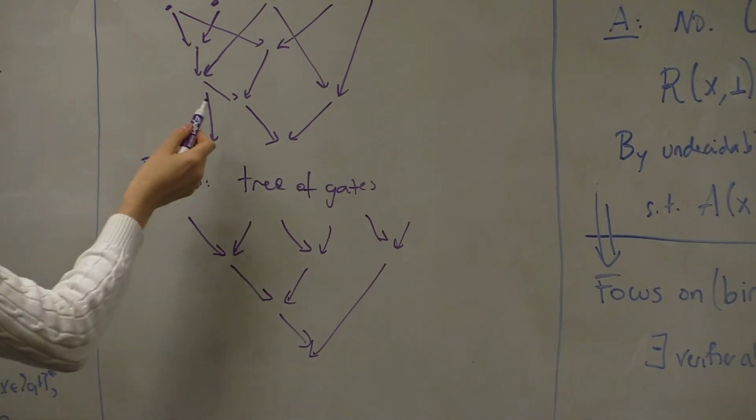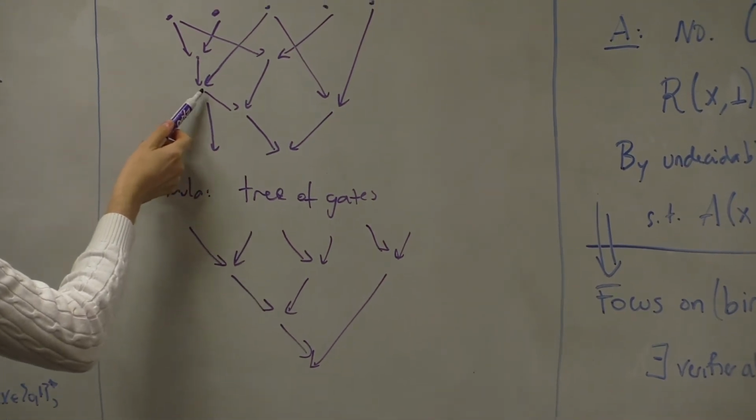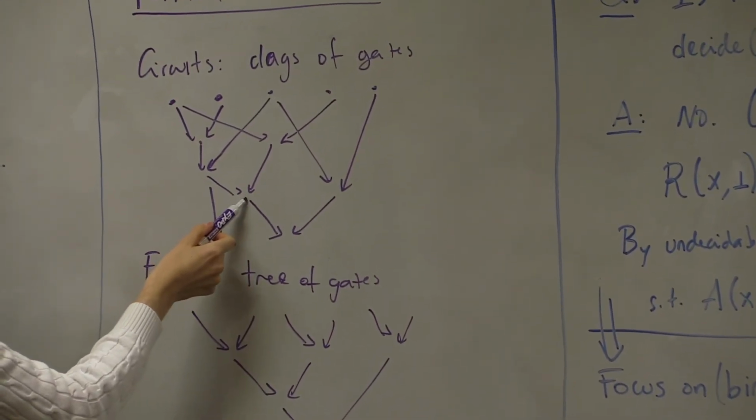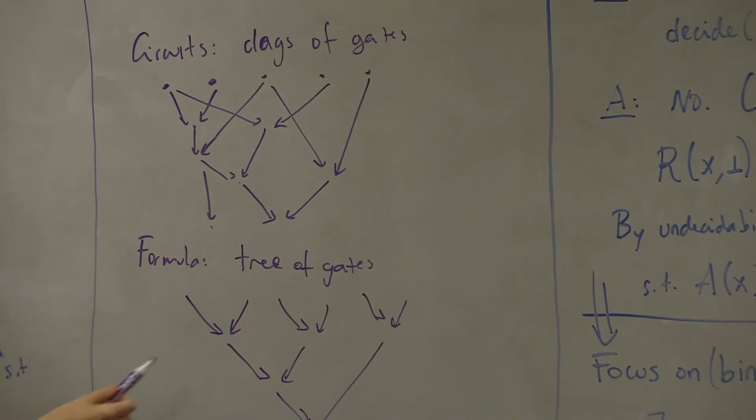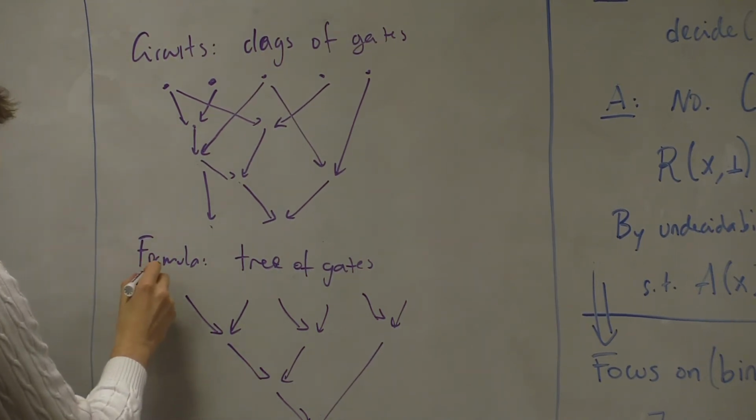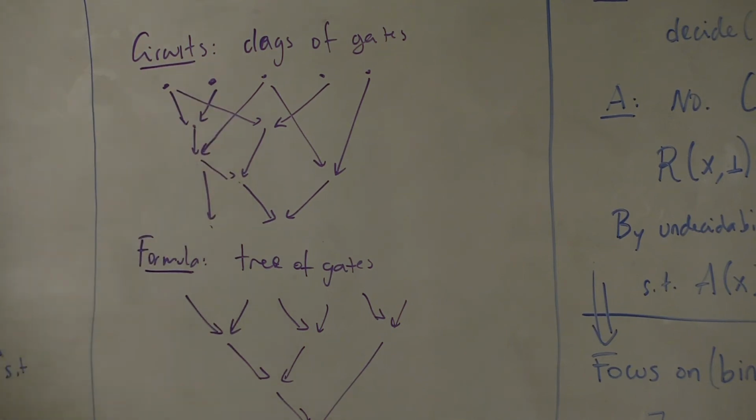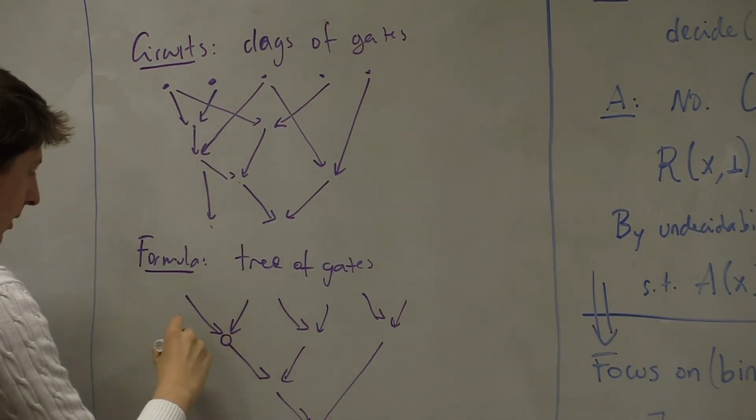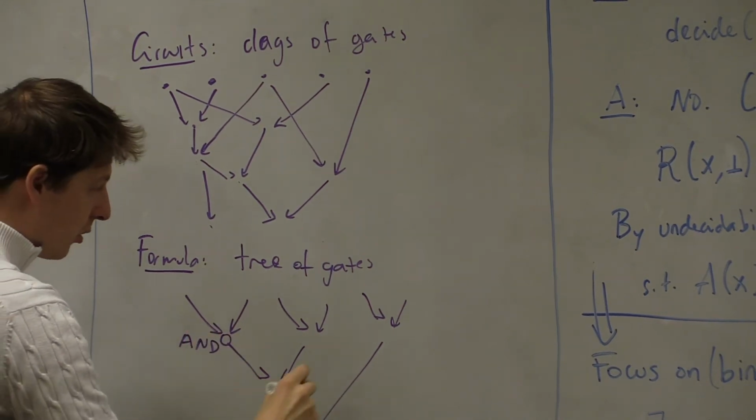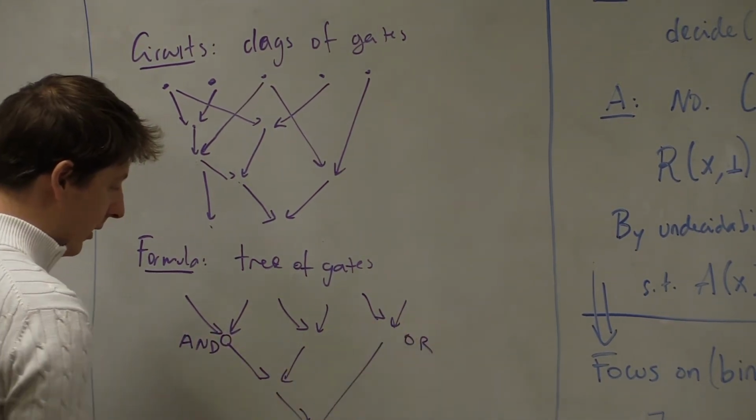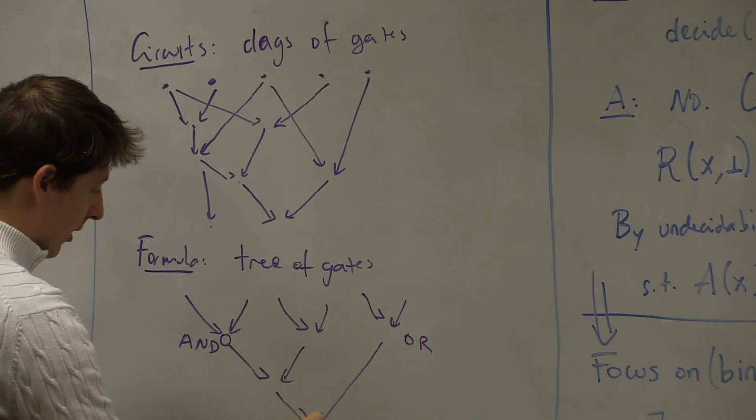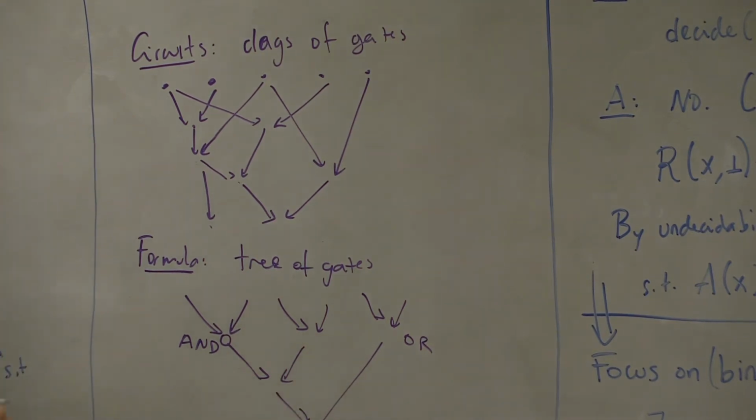Like for example here, notice that the output of this gate is reused as an input to this gate and also as an output here. But here, no output of any gate is reused. Okay, so this is a formula, that's a circuit. Boolean formula, Boolean circuit. And by the way, what are these gates? These are the ANDs. It could be an OR here, right? And maybe down here you have also an AND. So Boolean logic.